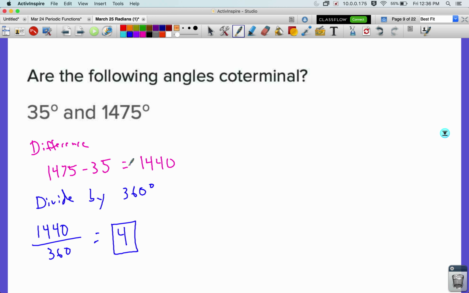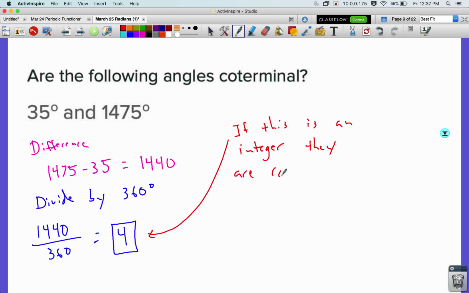So if their difference is a multiple of 360, then their difference is a multiple of exactly, in this case, 4 full rotations. So if this is an integer, they are coterminal. And this will tell you how many full rotations separate them. All right, so these two angles are coterminal. That's the same amount of rotation.